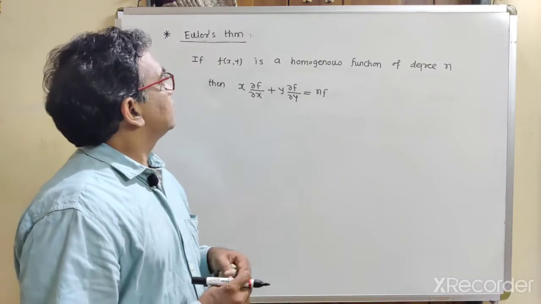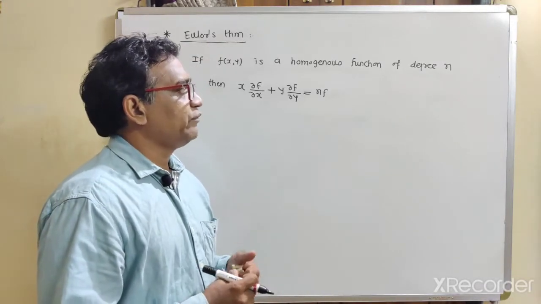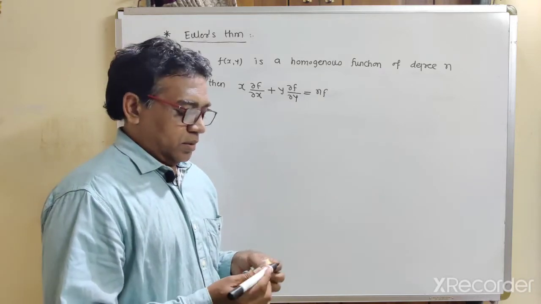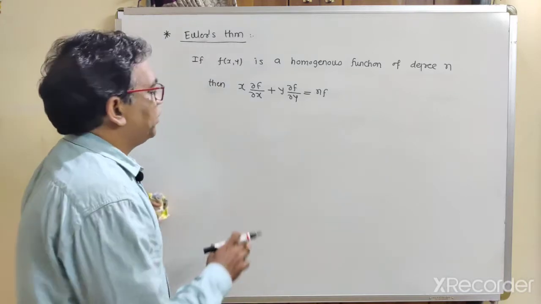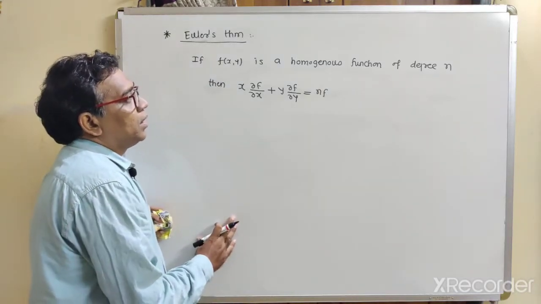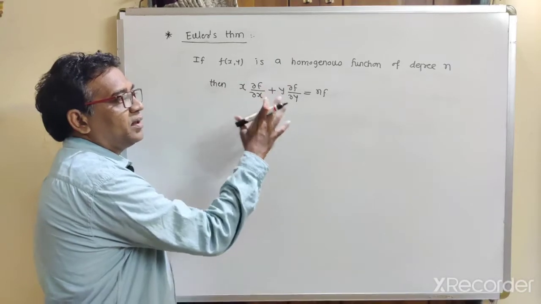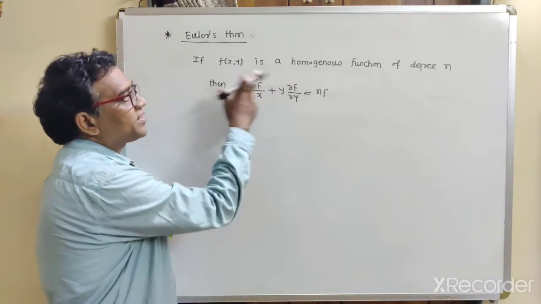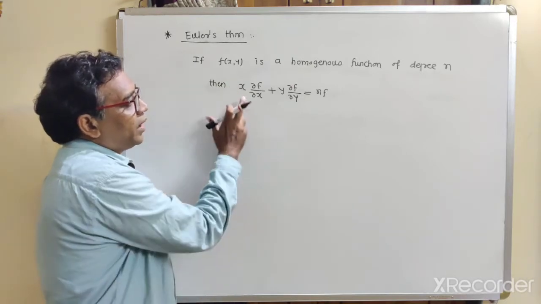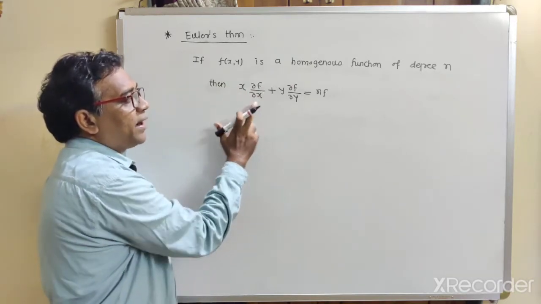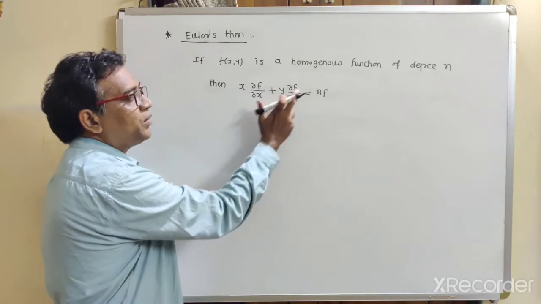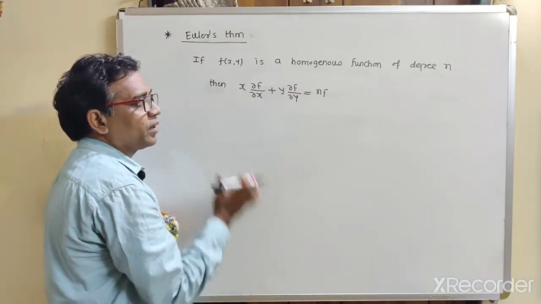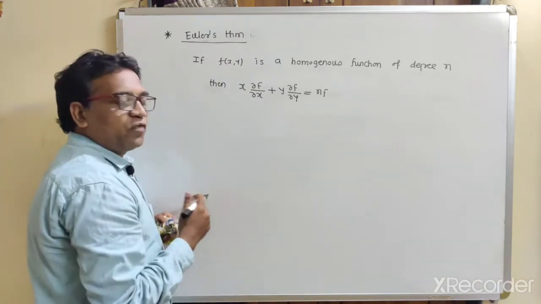Now let us take the Euler's theorem for homogeneous function. Now see what is the statement of Euler's theorem. If f(x,y) is a homogeneous function of degree n, then x into ∂f/∂x plus y into ∂f/∂y is equal to n f. See, this is the statement of Euler's theorem.